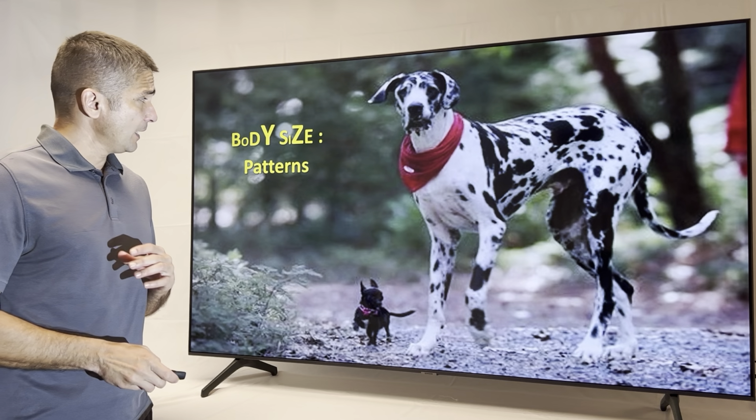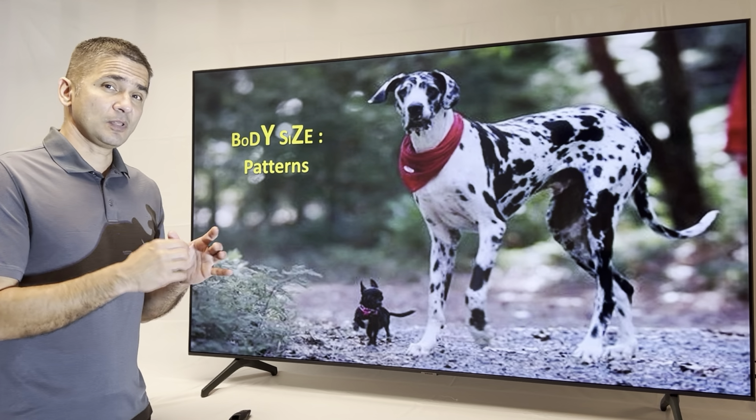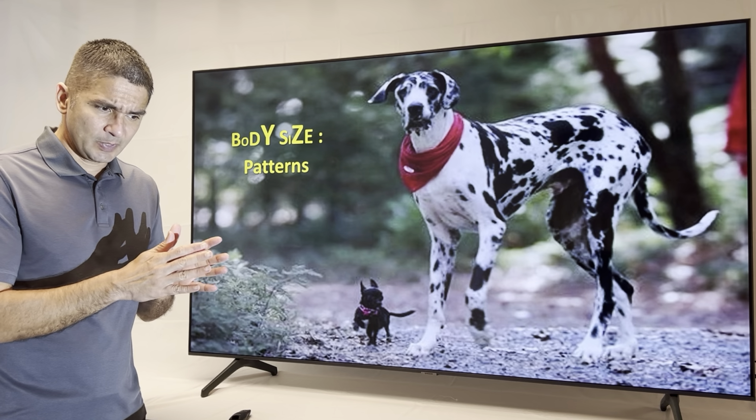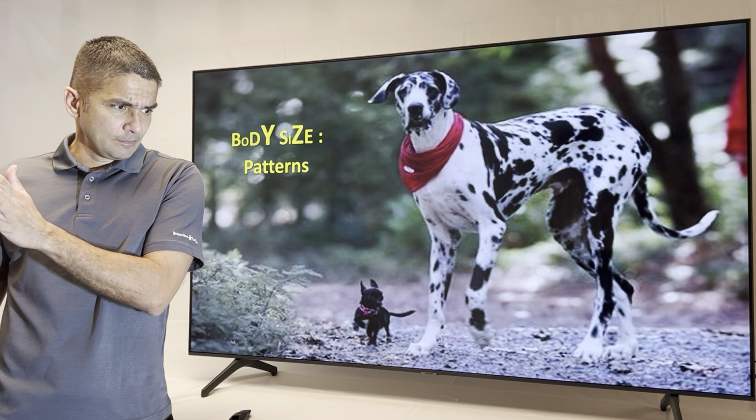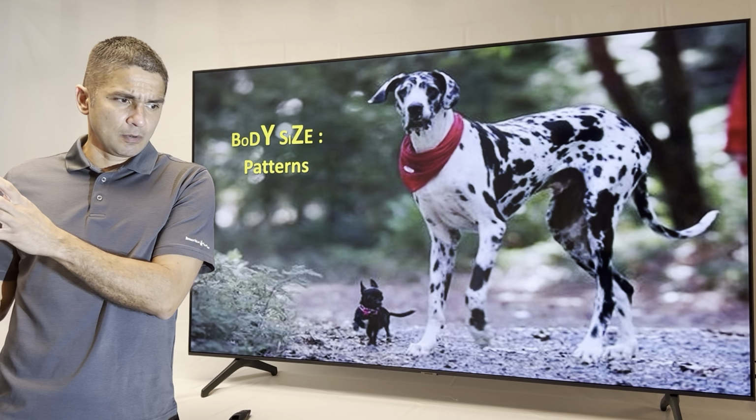Right, so today we're going to be looking at the patterns in body size. So let's see how did we get here. So we established that 4.5.6 billion years ago life came to be.